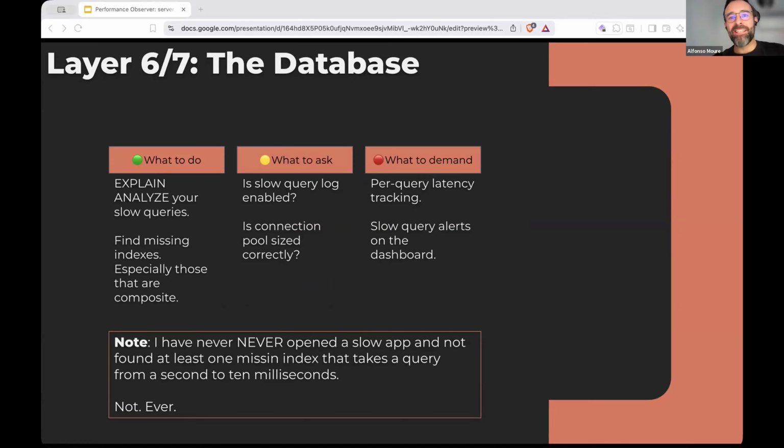So, triage. First, what to do? First, use the explain analyze. This is a command you can use inside your database engine.